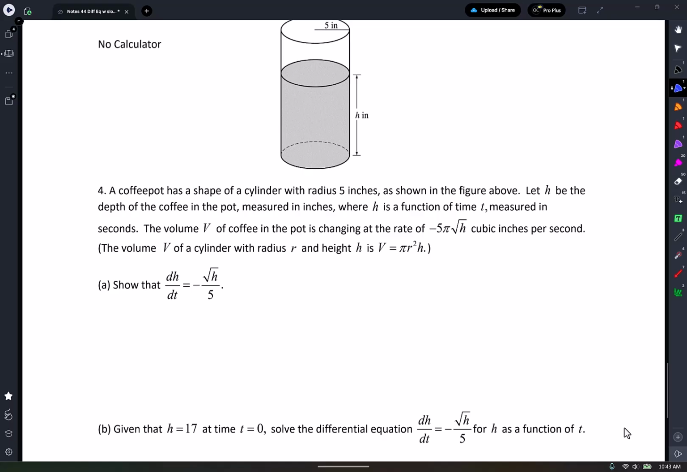Thank you, Ms. Cruz. All right, first question. Show that dh/dt equals negative square root of h over 5. Before you even start, guys, maybe I should have said this before I even read part A.